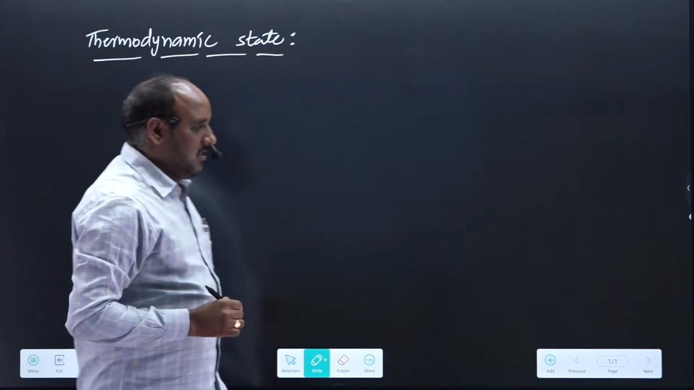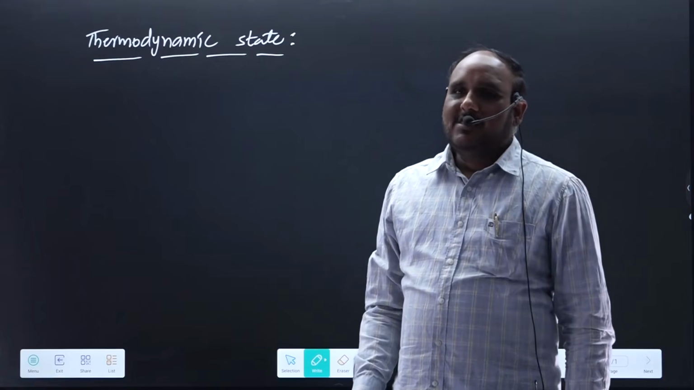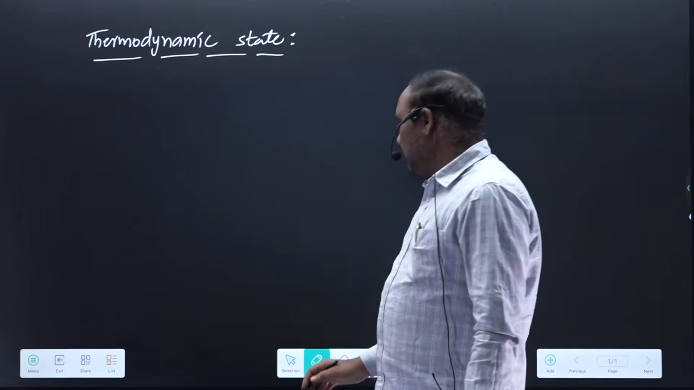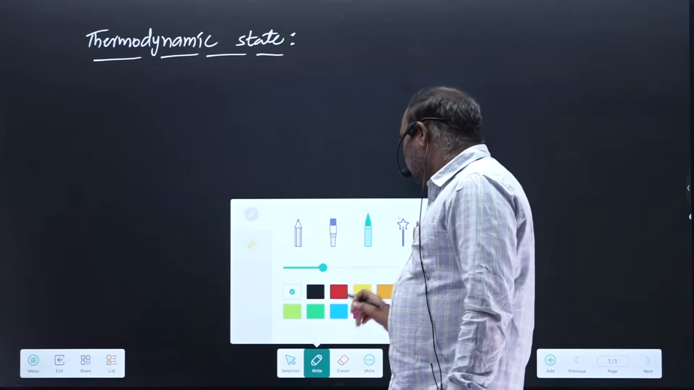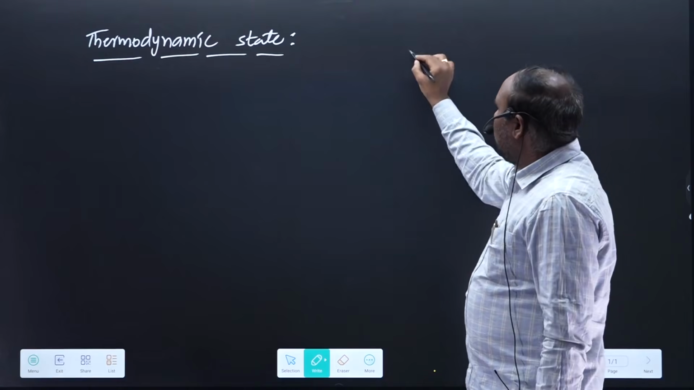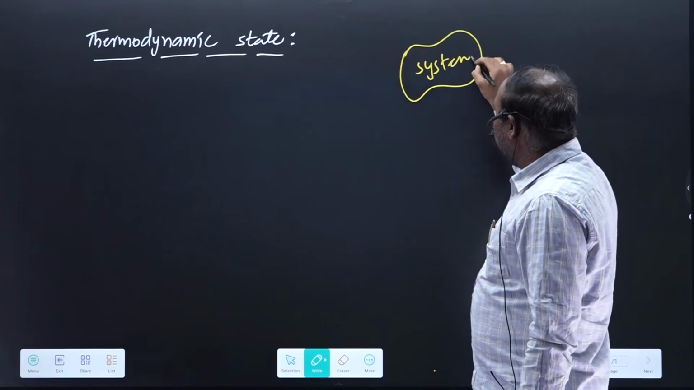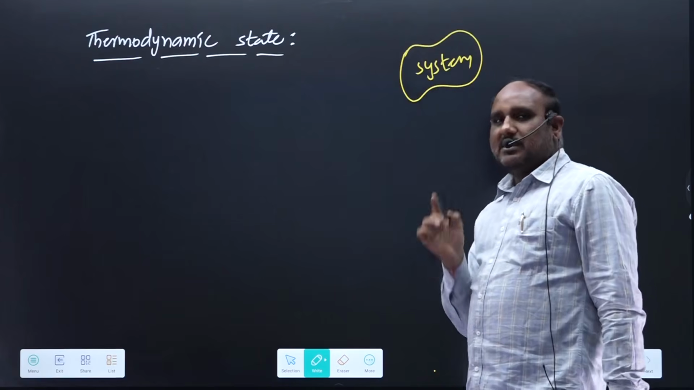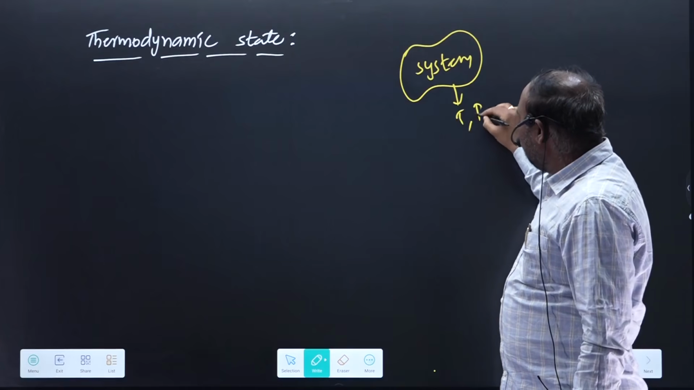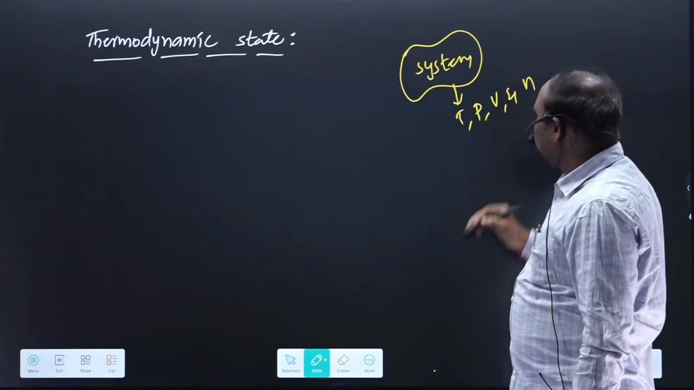Right. So what is meant by system? Any specified portion which is under our observation. What are those observations we have to consider for that system, right? So I have selected this portion, this is the system, right? So this system is present at temperature T, pressure P, volume V, and composition N.